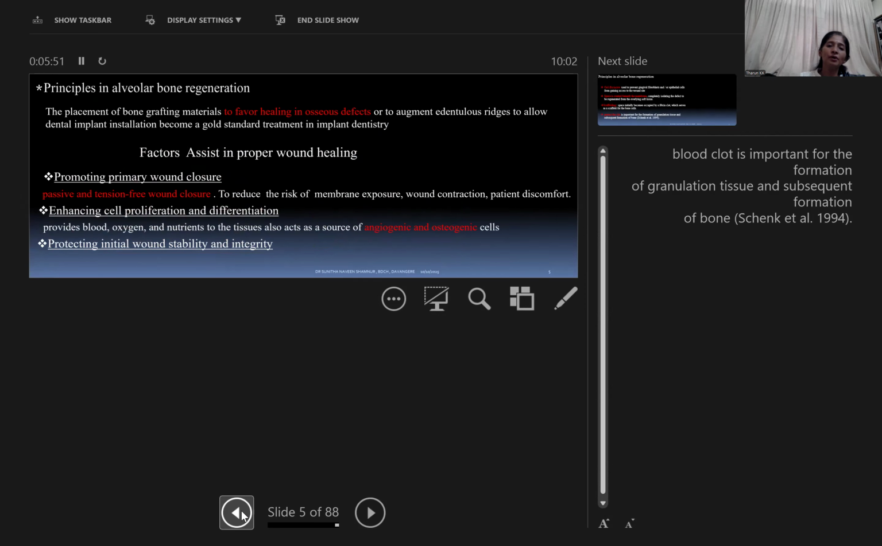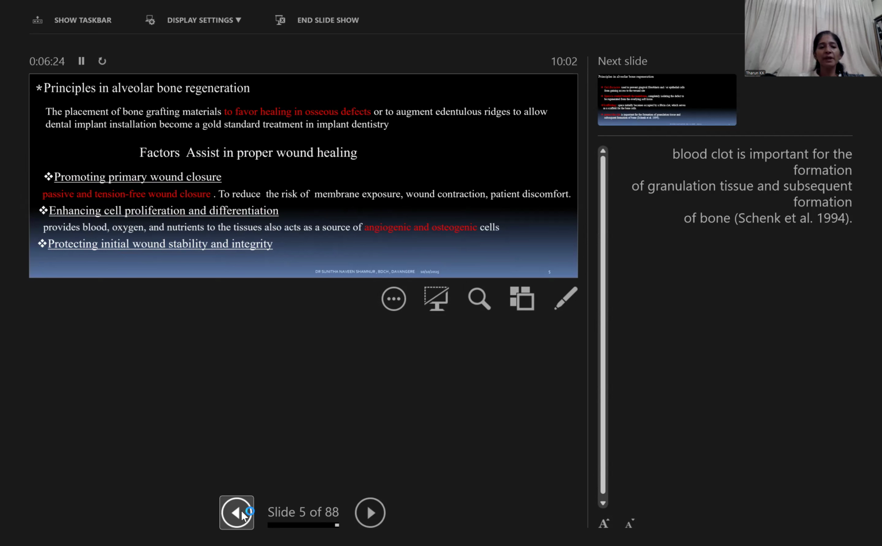What are the main principles of our alveolar bone regeneration? First and foremost, you have to learn that the placement of any bone graft material just favors the healing process in these osseous defects. And you're going to learn about the different osseous defects, because it can be a one-wall defect or a two-wall defect, a vertical or a horizontal. The factors that assist in hard tissue regeneration, we call the PASST principle.